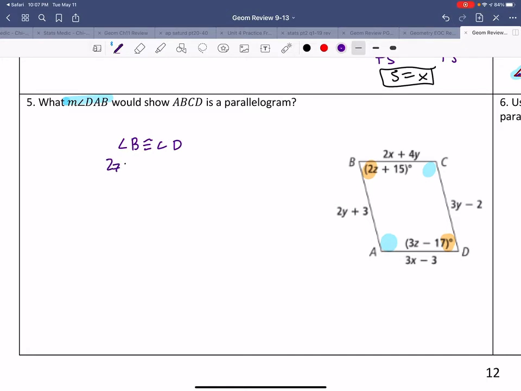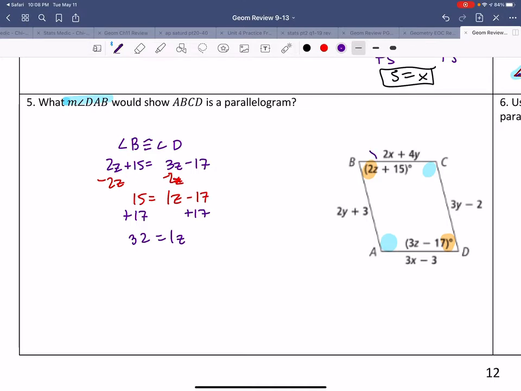So 2Z plus 15 is equal to 3Z minus 17. If we subtract 2Z on both sides, we get 1Z. And copy down this and that. Add 17 to both sides, and we get 32. Okay, so Z is 32.